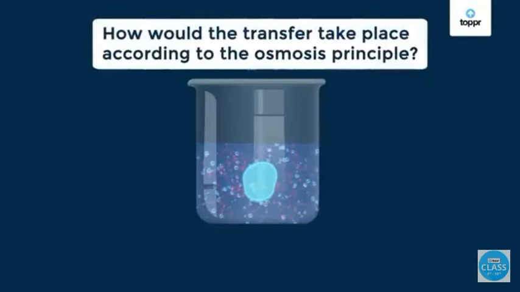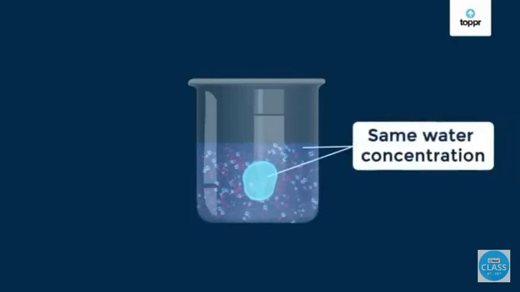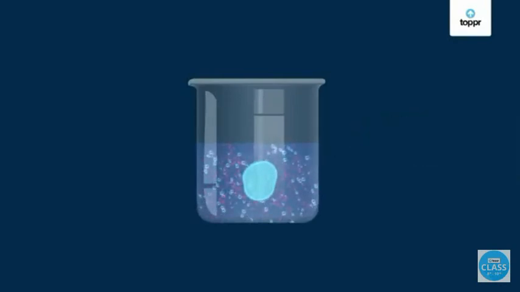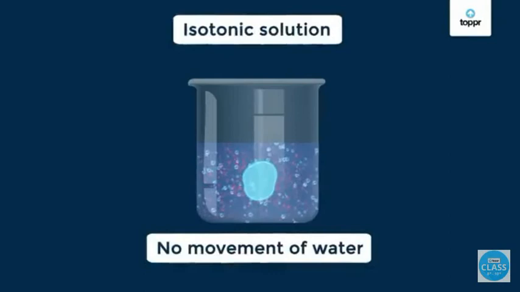possibilities. First possibility is if the water concentration in the surrounding salt solution is exactly the same as that inside the cell. In such cases, the surrounding salt solution is said to be an isotonic solution. No movement of water will occur in this case.